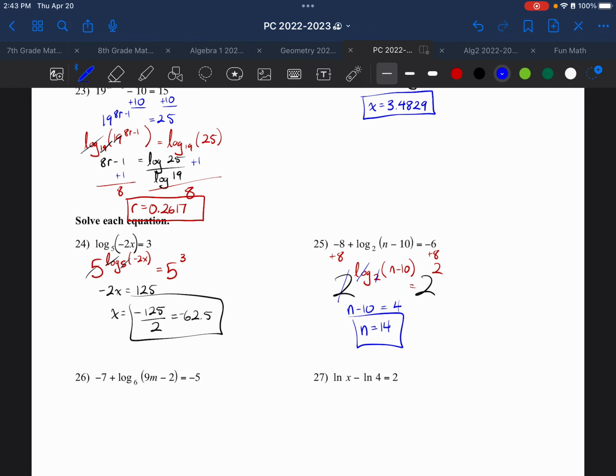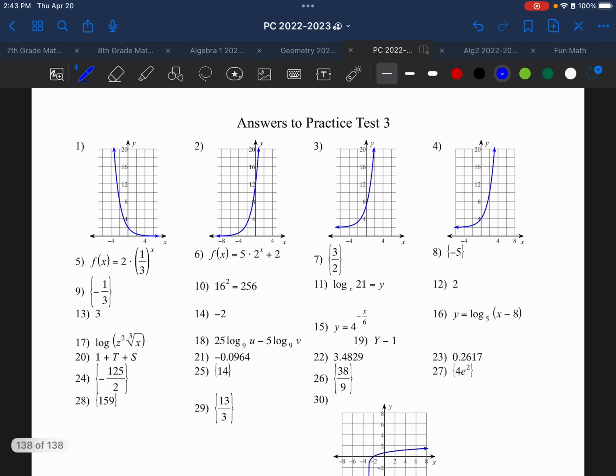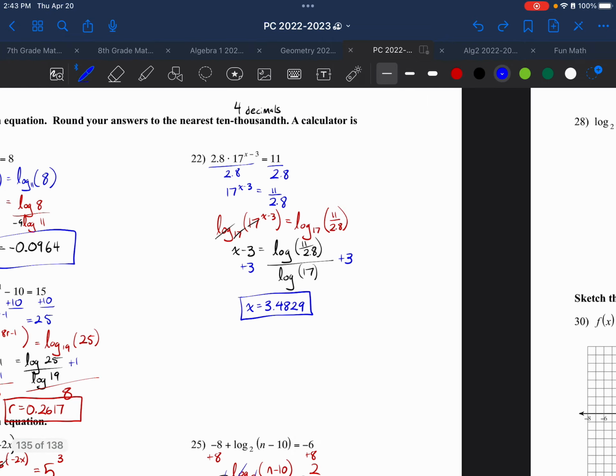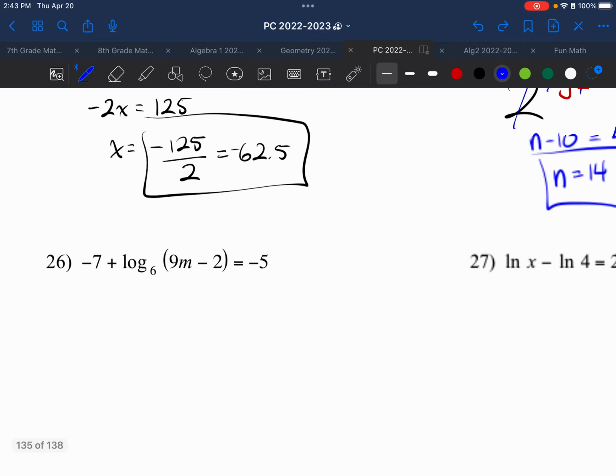Let's go check our work. 25. Let's be a good example. 14. I think that's what I said. Did I say 14? I said 14. Yay. All right, number 26.